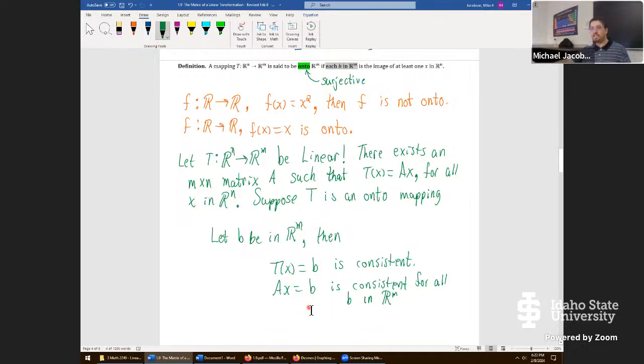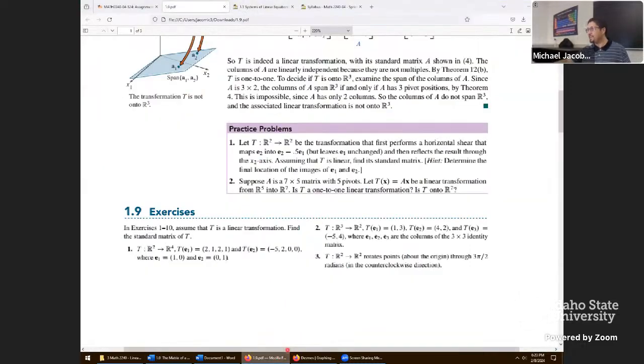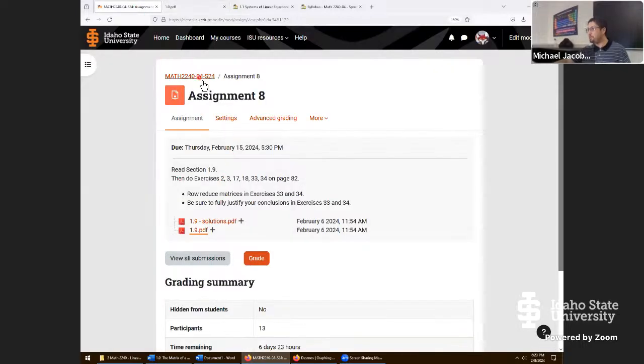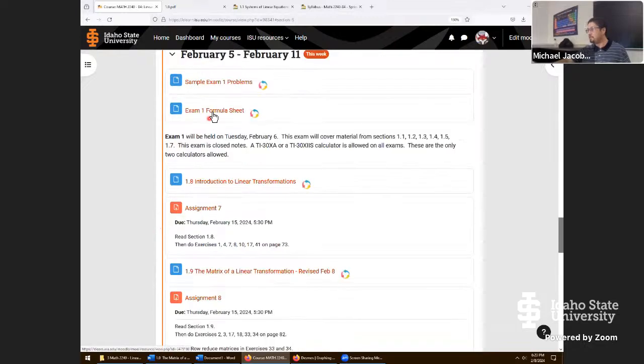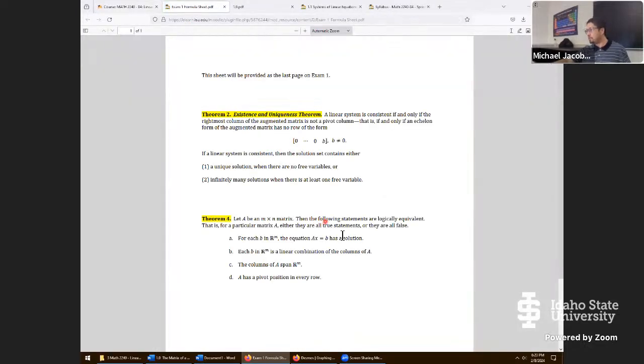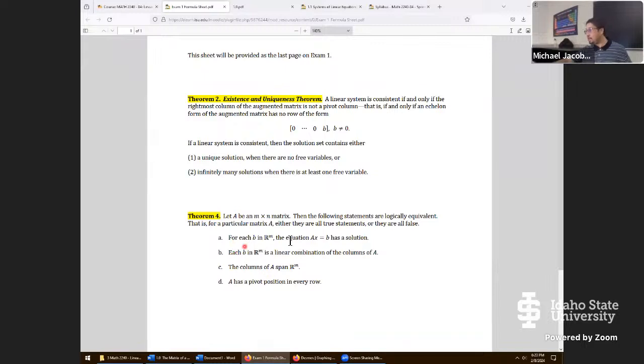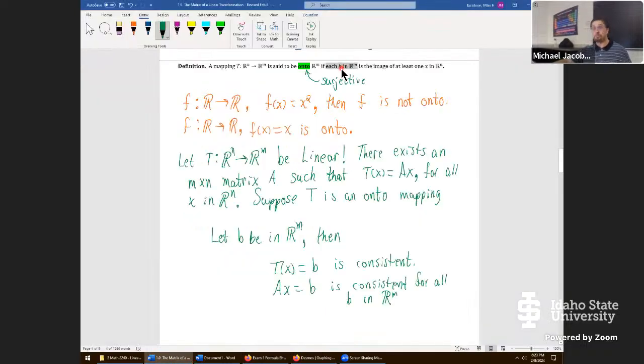So if we're always consistent, you might say, hang on, we just had an exam, and you might remember this really clearly from the last page on the exam. We're looking at theorem 4 all of a sudden. We have AX equals B is always consistent, always has a solution. We can now say something about the standard matrix A. It will have a pivot in every row. And that's what onto means for a linear transformation. There's a pivot in every row, and that's fantastic for linear algebra.